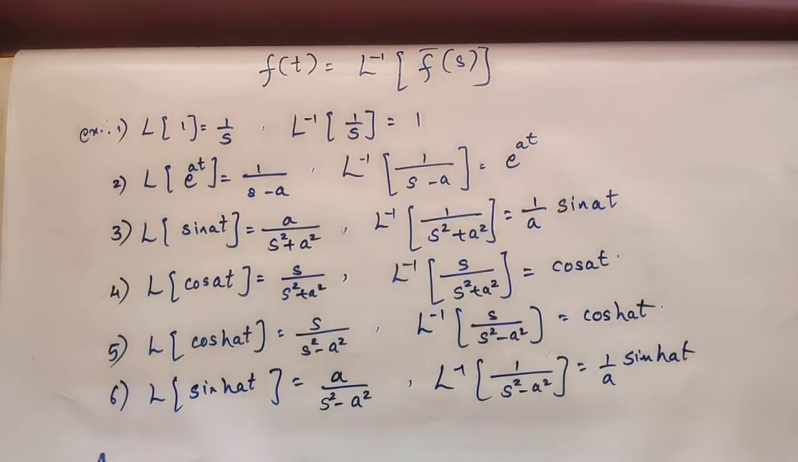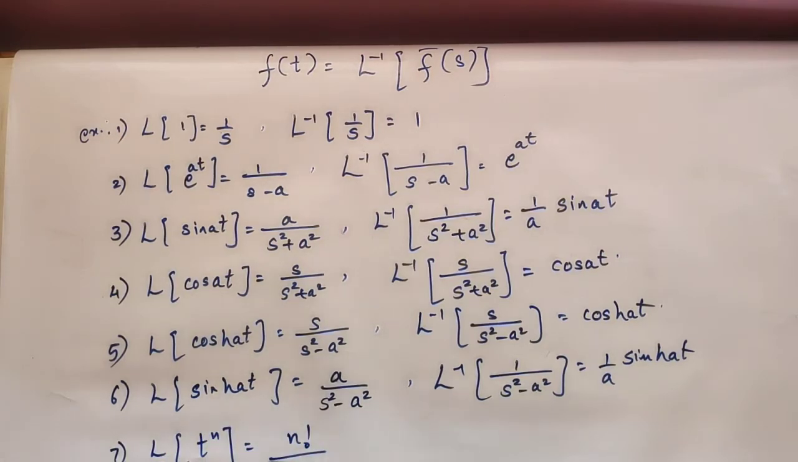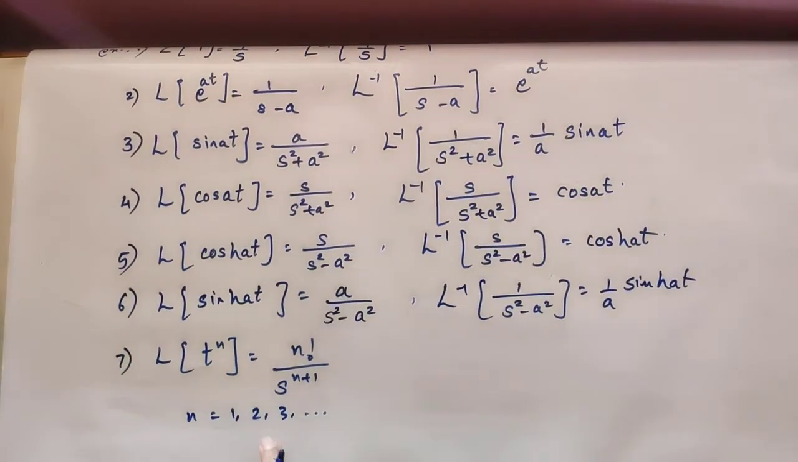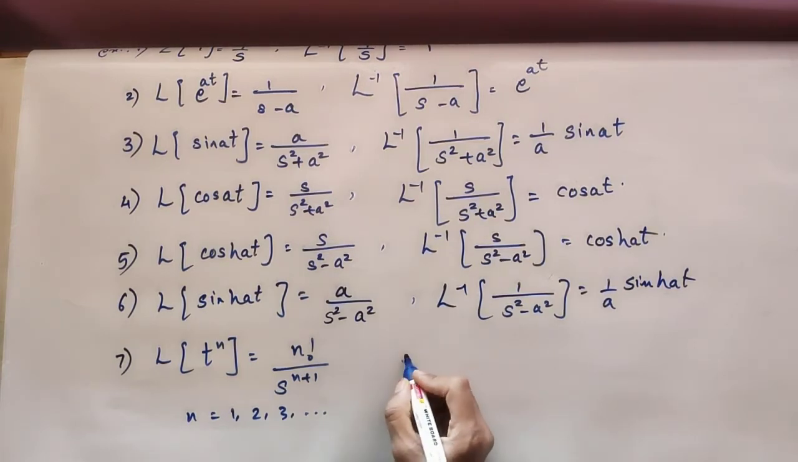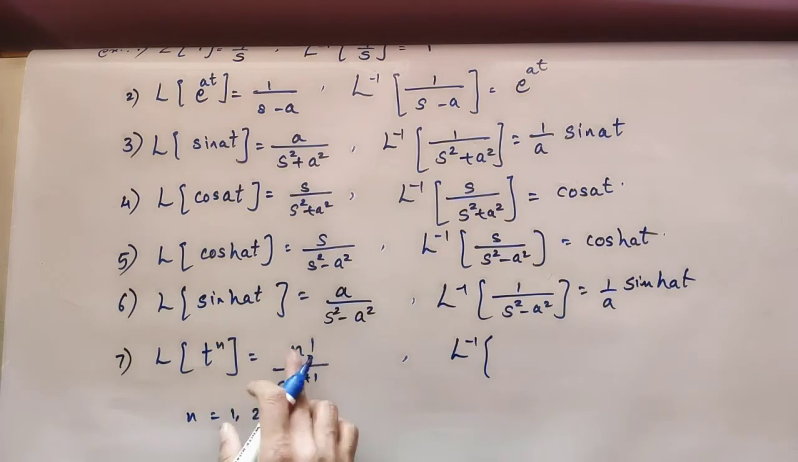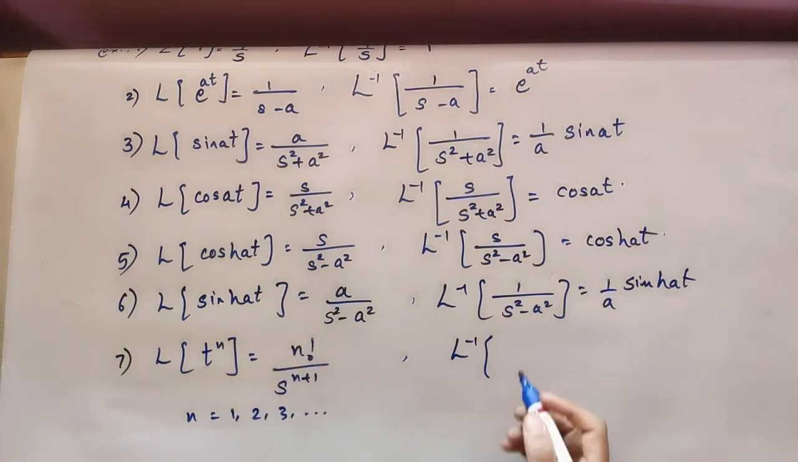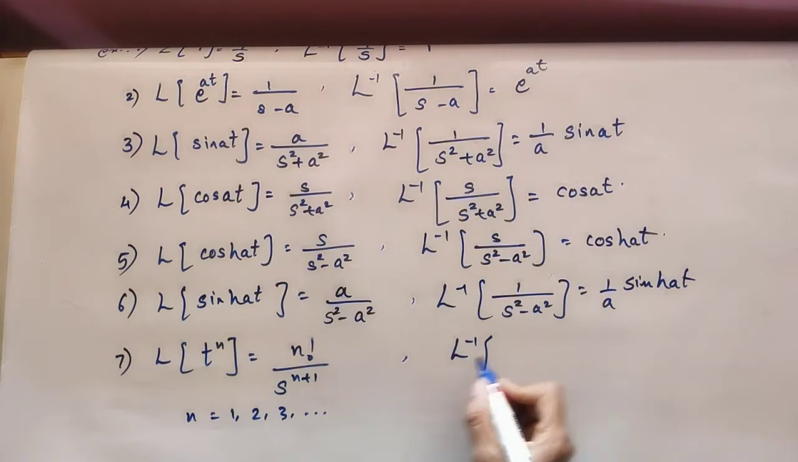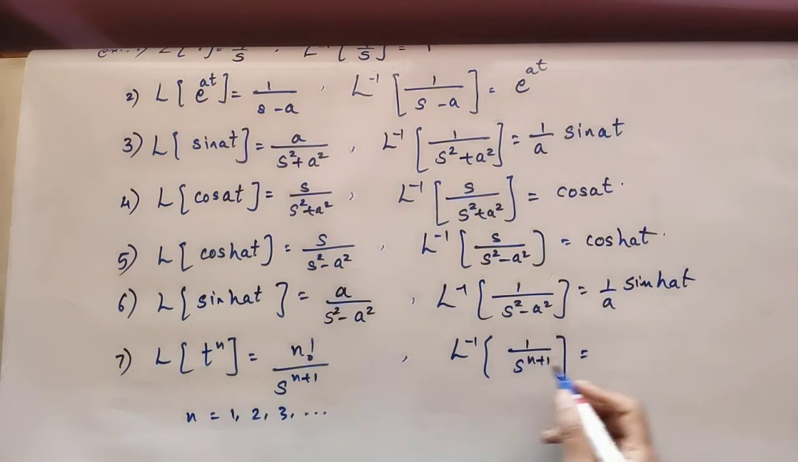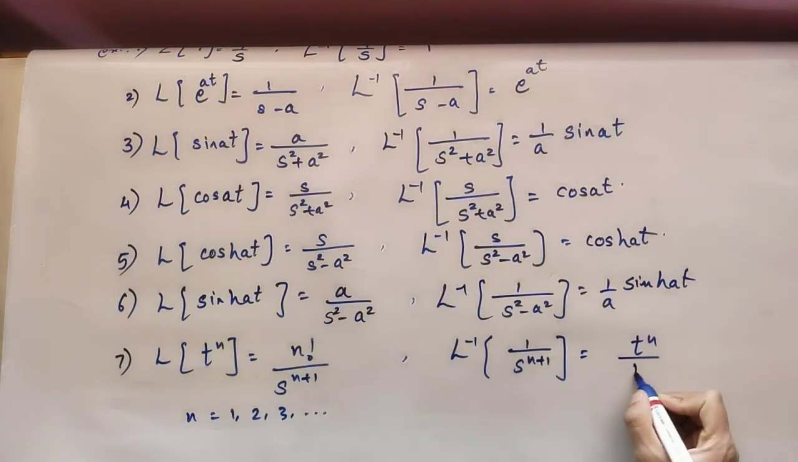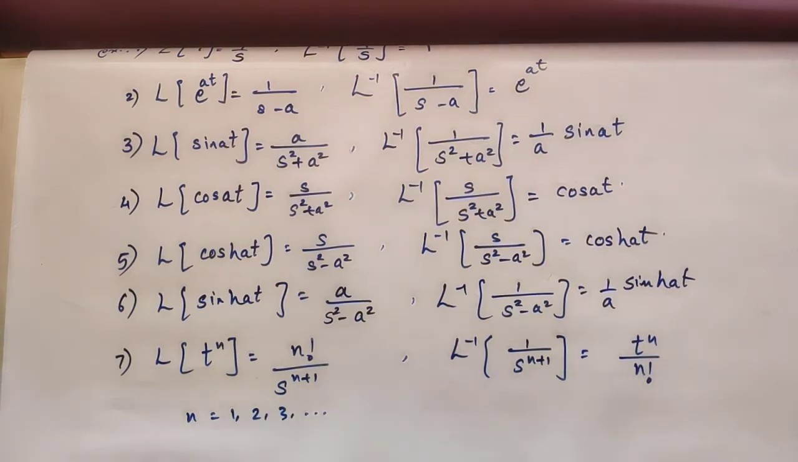Then another two important formulas I need to mention to you all. What is the Laplace transform of t raised to n? You all have learned this. It is n factorial over s to the power n plus 1, provided n is some natural number. Now I want the same thing. If n is a natural number and you have a factorial there, then you can easily have the inverse Laplace transform of 1 divided by s to the power n plus 1. I can easily write it as t raised to n over n factorial, provided n is taking natural number values.